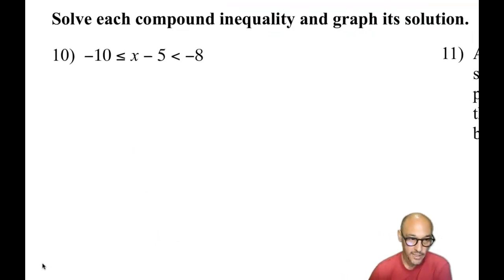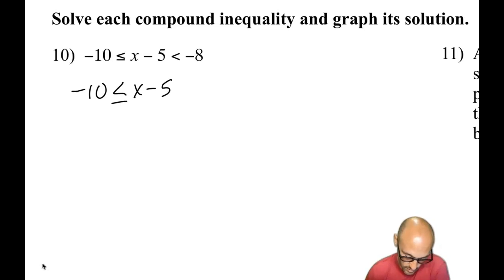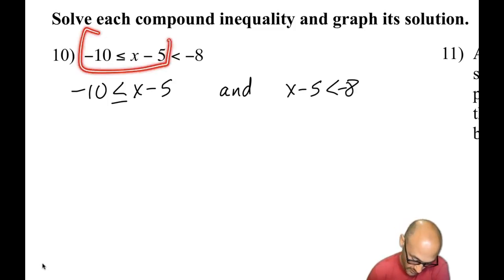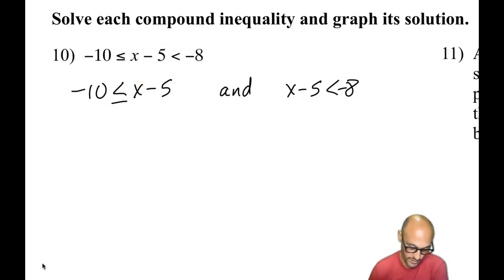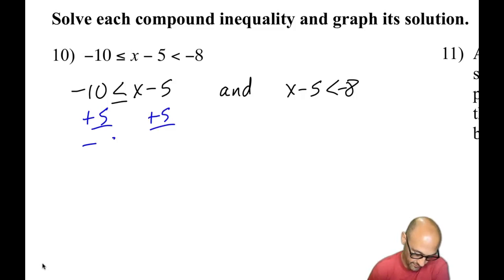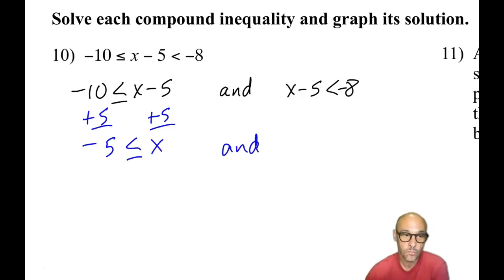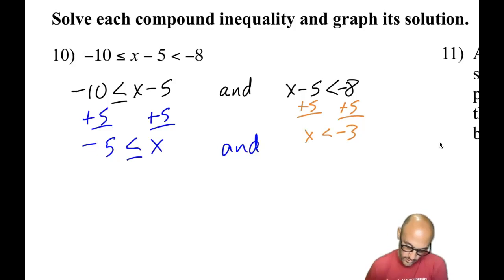Solve each compound inequality. I find it's helpful here to break this compound inequality into two inequalities. So you can see I just took this right there and then this over there. And so I'm going to solve for each of them. I can add 5 here and get negative 5 is less than or equal to x. And we also here have to add 5 there, and we get x is less than negative 3. So now we can combine these two back into a single statement, and we can have negative 5 is less than or equal to x is less than negative 3.